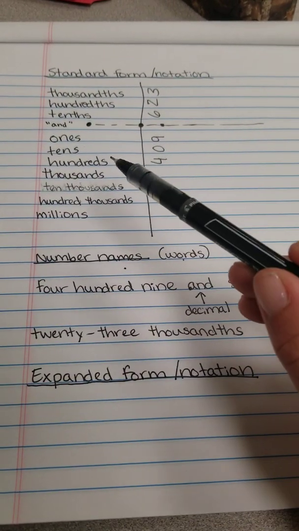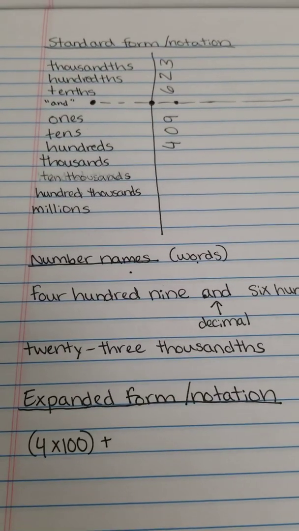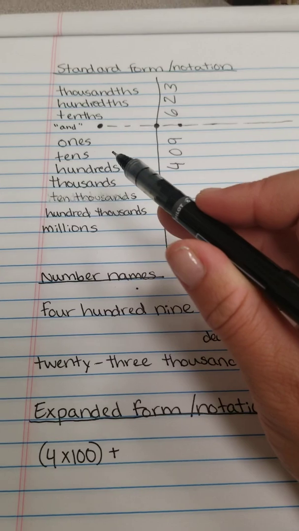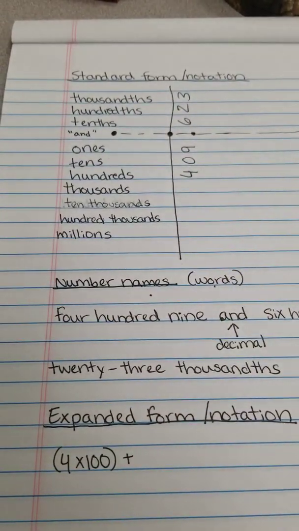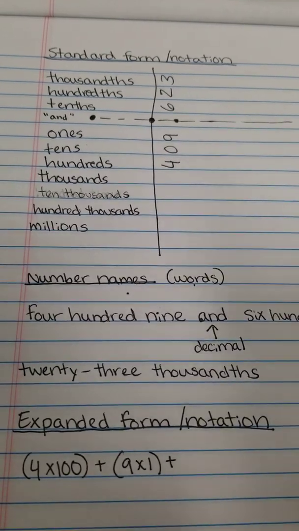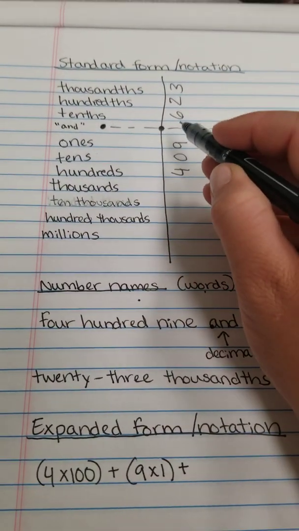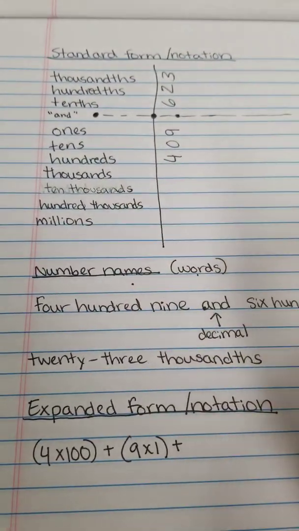So I have a 4 in the hundreds, so I'm simply going to write 4 times 100. Then I have a 0 in the tens, so I don't need anything for that. I have a 9 in the ones, so I'm going to write 9 times 1. Then I have a 6 in the tenths place. The tenths place is one place after the decimal, so I'm going to write 6 times 1/10.